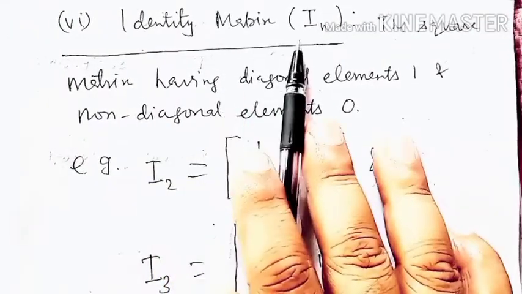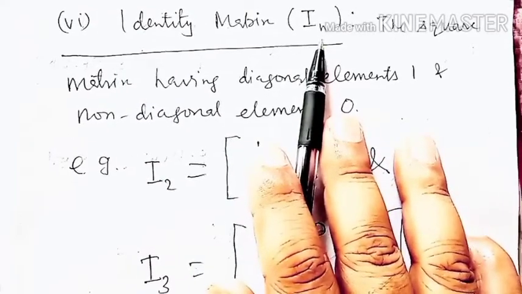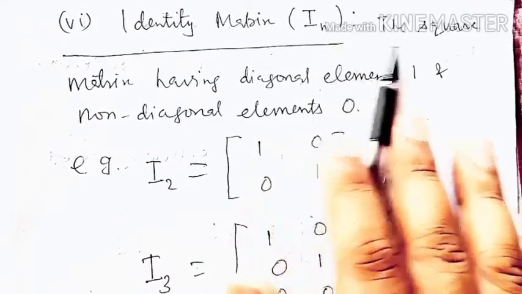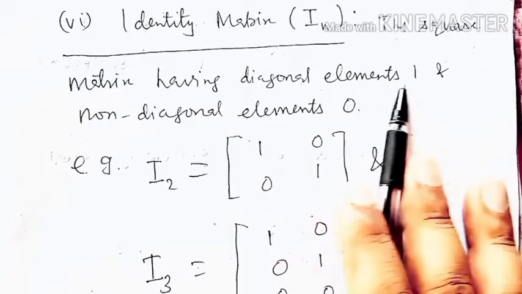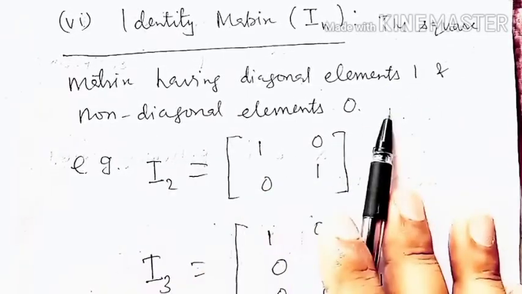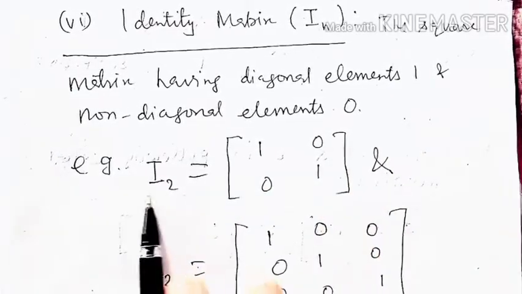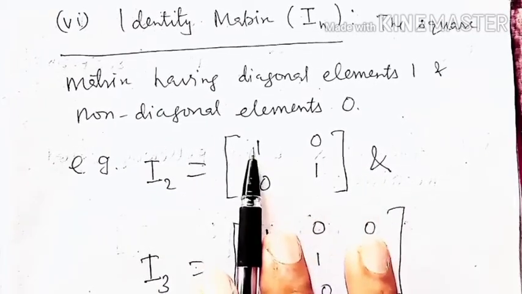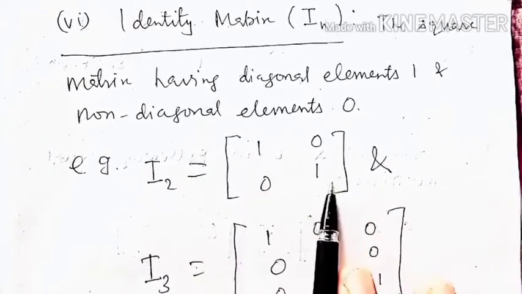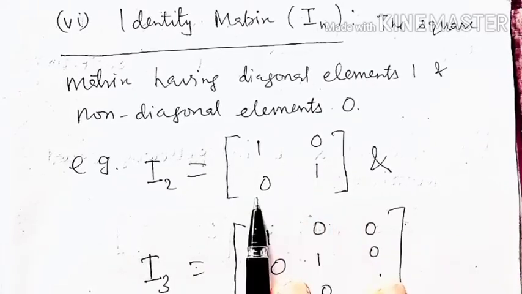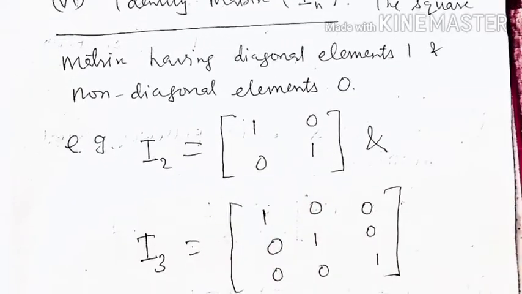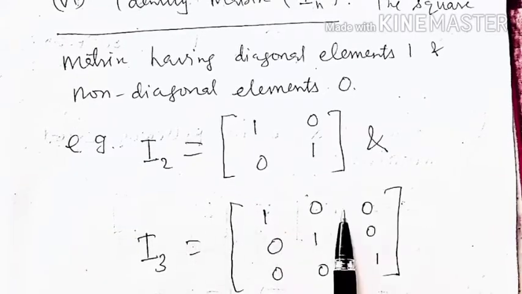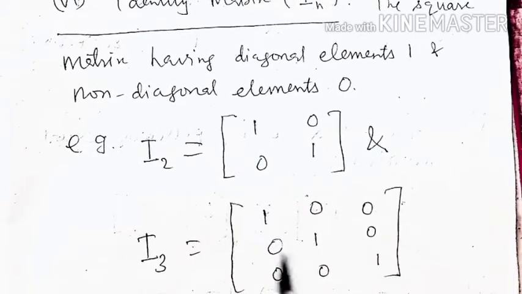Identity matrix of order n is represented as In. It is a square matrix having diagonal elements 1 and non-diagonal elements 0. For example, this is our identity matrix of order 2. Here diagonal elements are 1 and non-diagonal elements are 0. This is an identity matrix of order 3. Here diagonal elements are 1 and non-diagonal elements are 0.